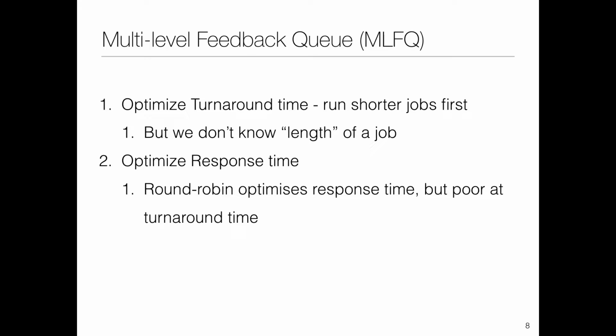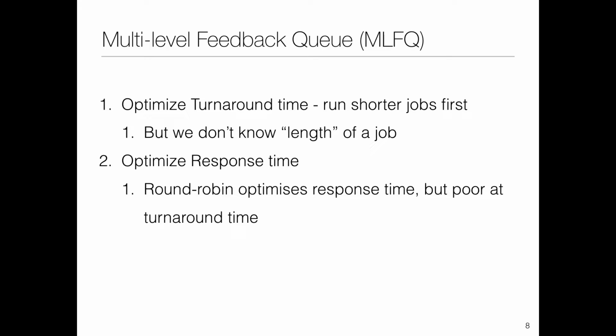We saw even in the assignment that we always want to optimize both the turnaround time and the response time, but they can very often be conflicting in nature. If we want to optimize the turnaround time, we want to run shorter jobs first, like the shortest time to completion algorithm, or the shortest job first kind of algorithm. But the problem here is that we don't know the length of a job a priori. So we cannot optimize unless we know the length of the job.